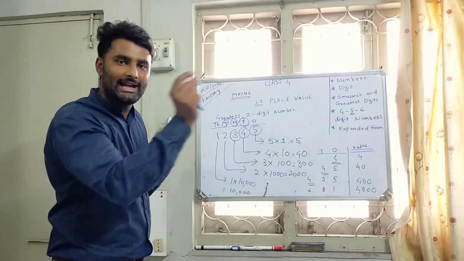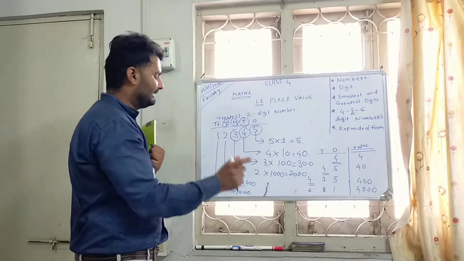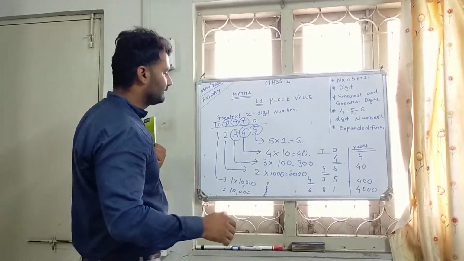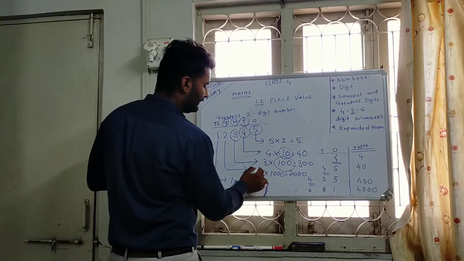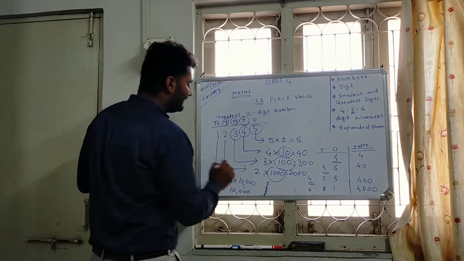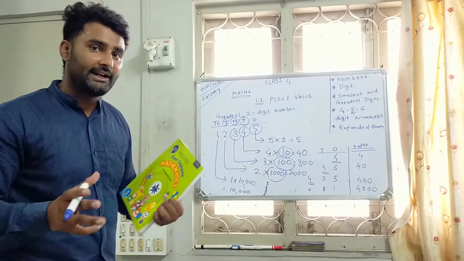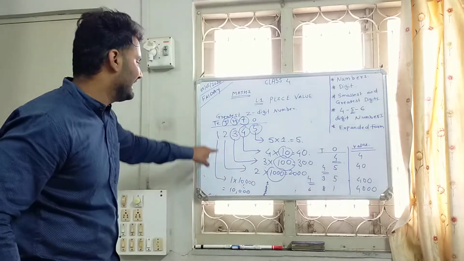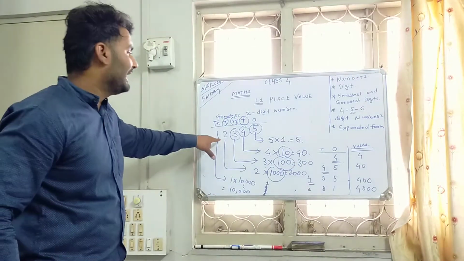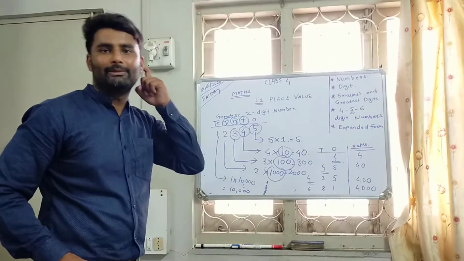And 1 ten-thousand means 1 times 10,000. So look here: 4 tens, 3 hundreds, 2 thousands and 1 ten-thousand. If we add all together, if we sum all together, we can get exactly this number. And this method is known as the place value method.